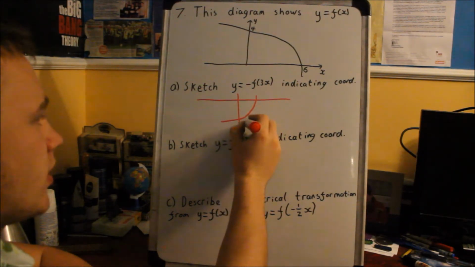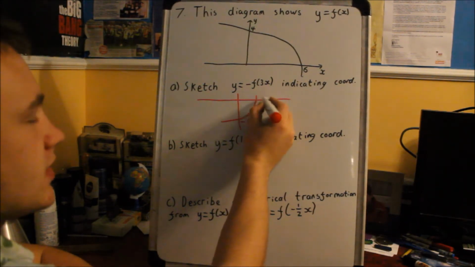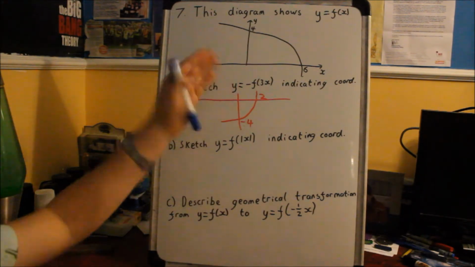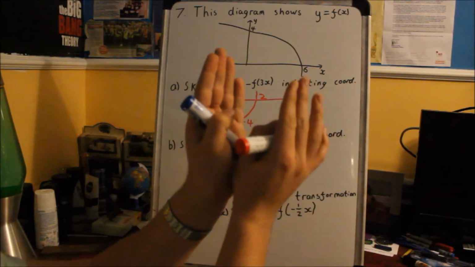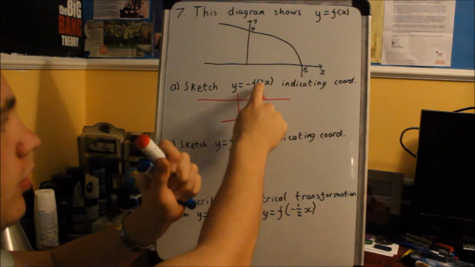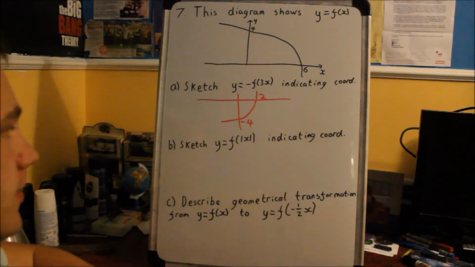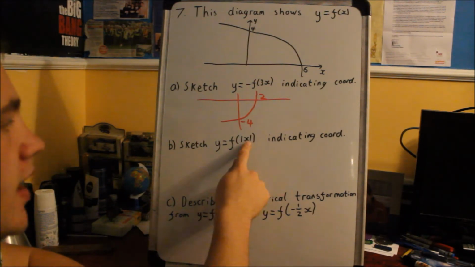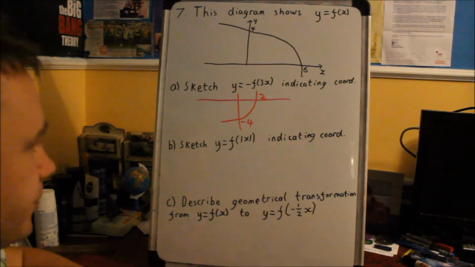It still goes through minus 4, but this x coordinate has been affected so that it goes through 2 rather than 6. If it was just minus, it would have gone through 6. And so it just looks like that. It's upside down and slightly bunched together in the x direction because of this 3, so it's a stretch with scale factor of a third. Part B, sketch y equals f of mod x, indicating the coordinates.